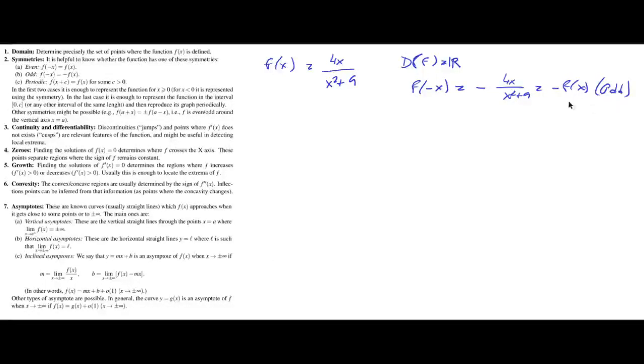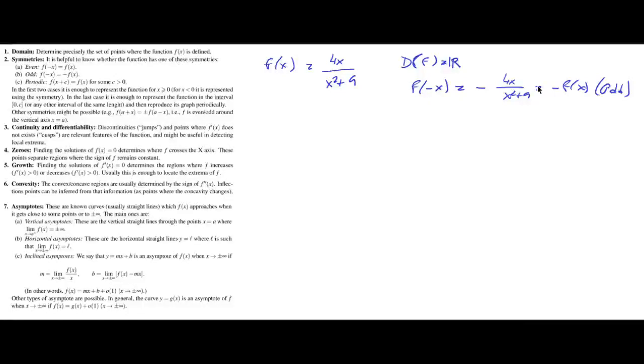So this is f(x) = 4x / (x² + 9). Okay, this is an interesting function. First, the domain is obviously the real line. The domain of f is R, because the denominator is never going to be equal to 0. And this is an odd function, right? f(-x) = -4x / (x² + 9), which is -f(x). Okay, so this is odd.